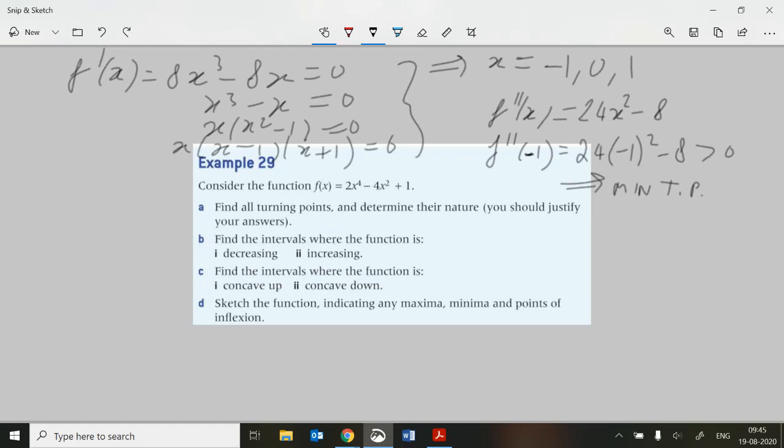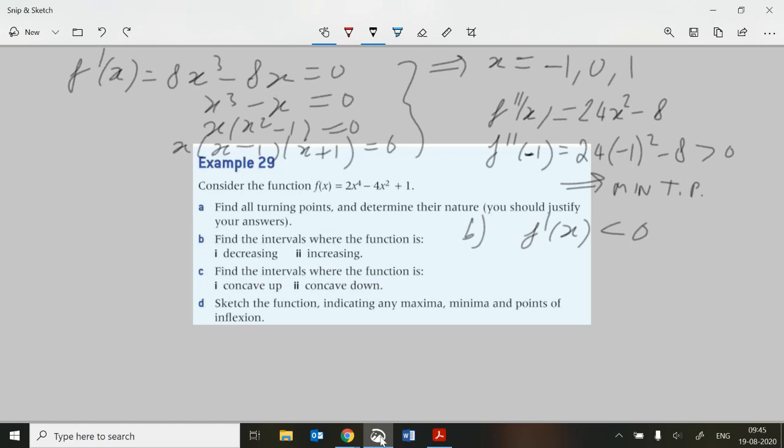Okay, so for part B, find the intervals where the function is decreasing. What we need to know is, so for our part B here, we need to say, well, when is f dash of x less than 0? When is our gradient less than 0? Because if we've got a gradient less than 0, then we know that we've got a decreasing function throughout. Okay, so that comes down to solving this inequality here.